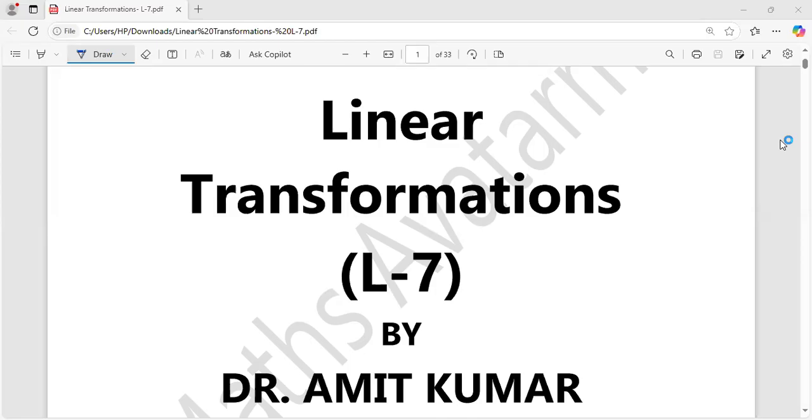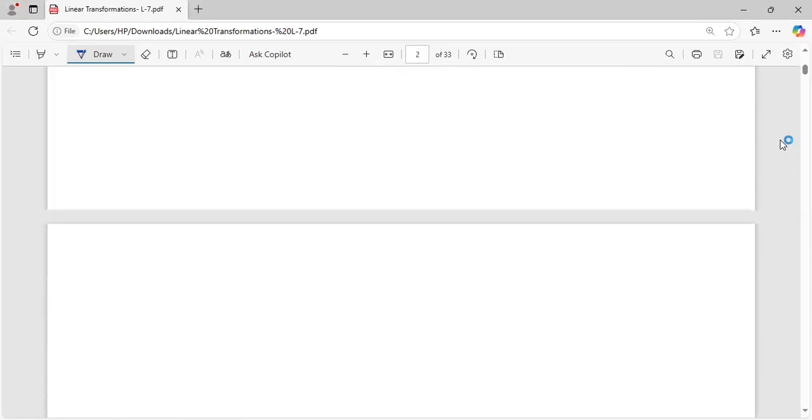So, today we are going to see the seventh lecture on linear transformation. Today we will see some exercises on the rank-nullity theorem. We have studied the rank-nullity theorem in the last lecture. So, let's start today's lesson.